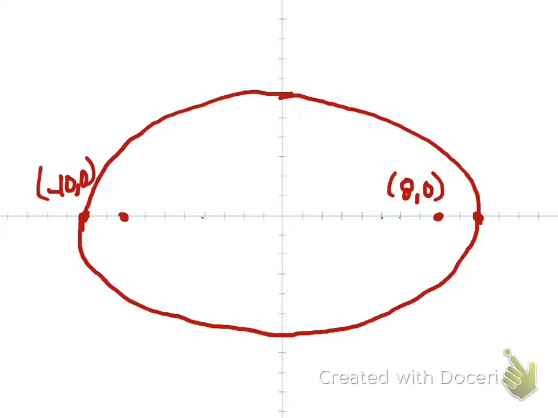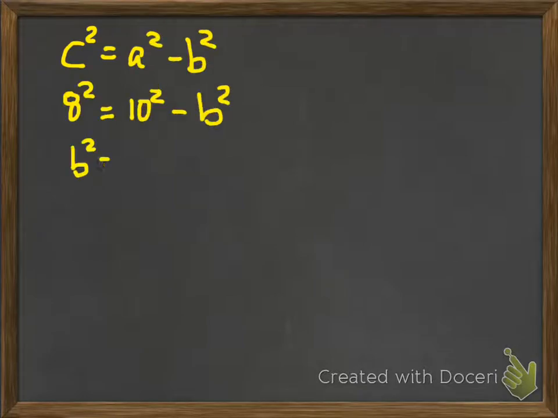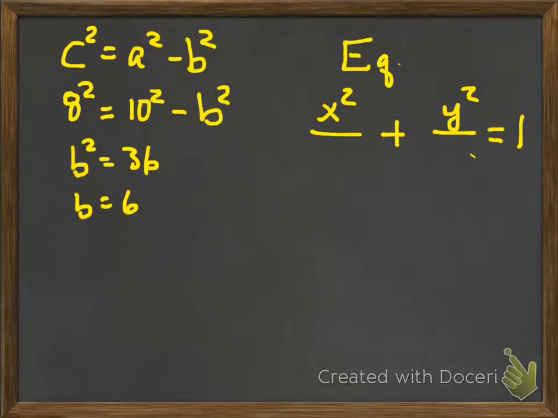If you go back and look, you can see that b is at (0, 6), and that means it also would be at (0, -6). Now the equation would be x squared plus y squared equals 1, but you have to put those numbers over. The major axis was on the x, so 10 squared is 100. The minor axis was on the y, so y squared is 6 squared, 36. And there's your equation of the ellipse.